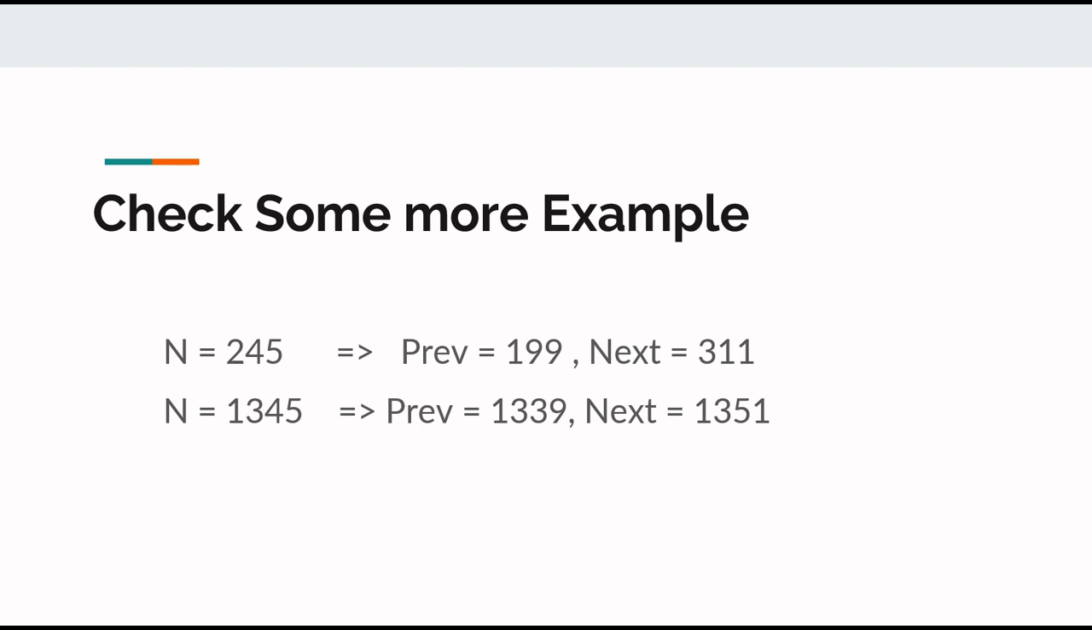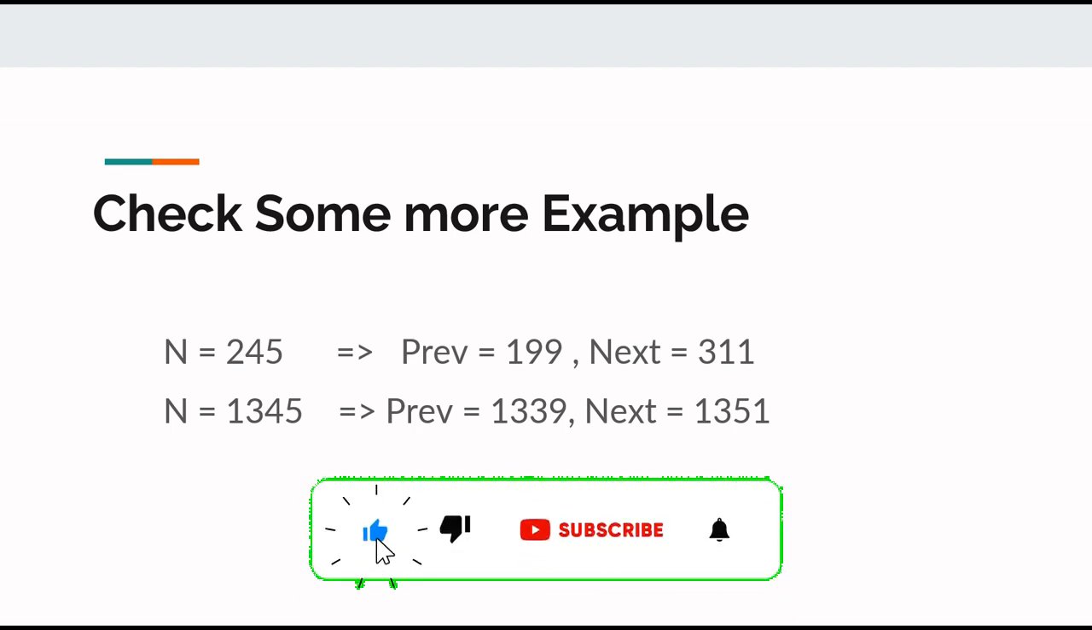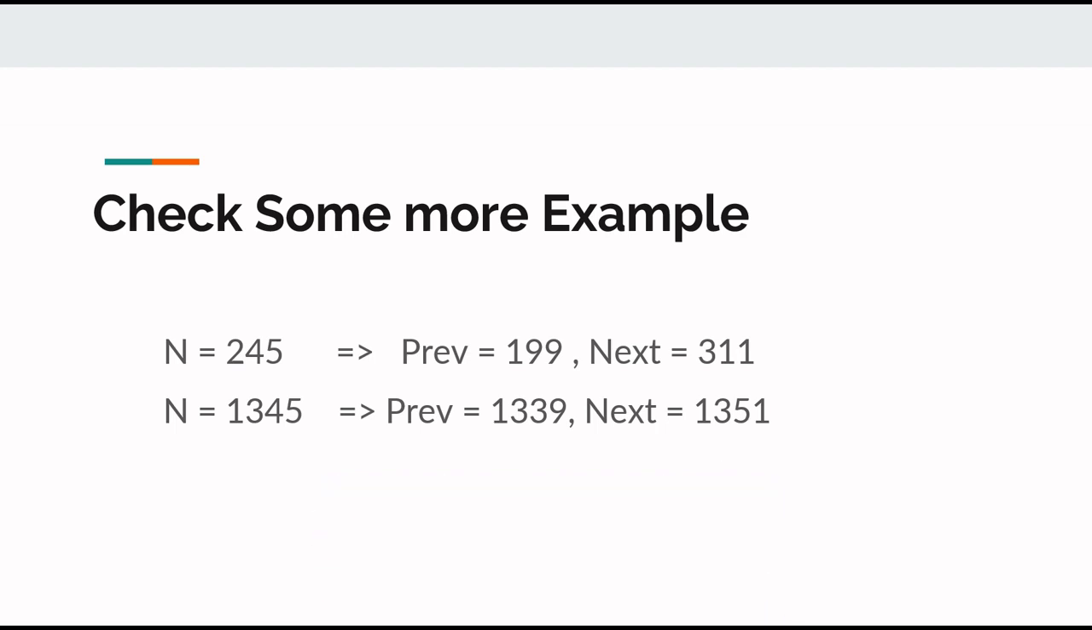And next, for 245, obviously we need to go to the series of 300, because we can't take 2. So after 331 we can't take 301, 302, this kind of thing, because 0 is an even digit, so it's better we take 311. And similarly, another example, 1345, 1 and 3 are odd, so no issues. We just need to change this 4 to 3, and this 5 will be changed to 9. And 1351 is obviously the next one.